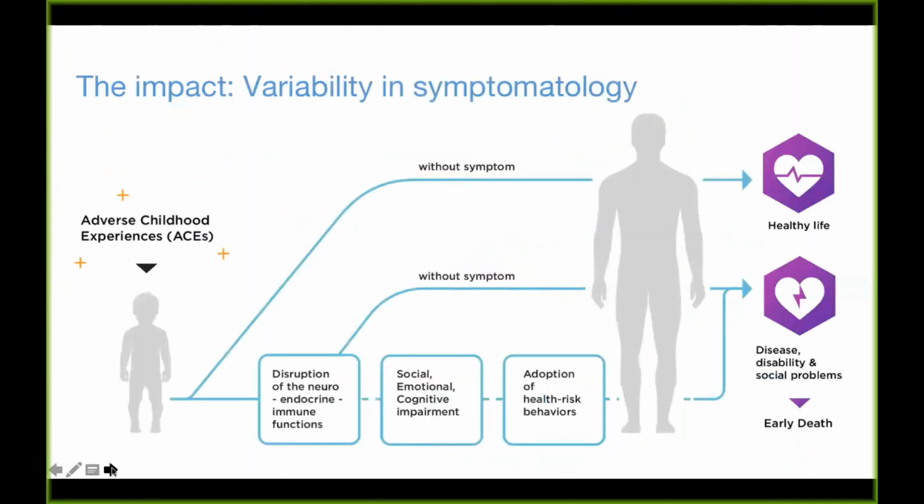And as we see, there can be substantial individual variability in how early adversity and toxic stress manifests over the life course. So in this image, we see a few different possible trajectories as examples. If we start here at the top, it's possible that an individual who experiences ACEs doesn't present any symptoms and ends up having a healthy life. Moving to the very bottom, we see an individual who experiences toxic stress, shown as disruption to the neuroendocrine and immune functions, which manifests as social, emotional, and cognitive impairment, leading then to the adoption of health risk behaviors, and then leading to disease and disability.